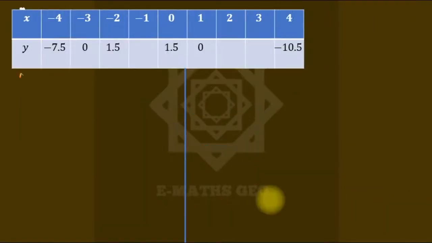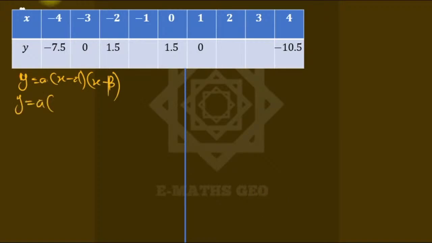I'm using y equals a times x minus alpha, x minus beta. A is also a constant. Since the x-intercept is where y is 0, we have x minus (-3), so x plus 3, and x minus 1. To finish up the function, we need to get the value of a.